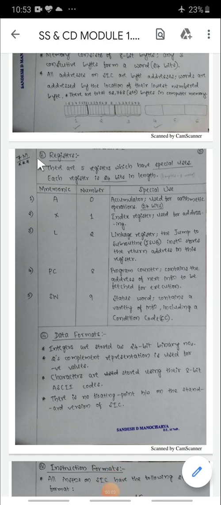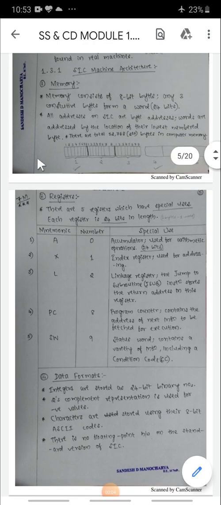Hello friends, in today's class let us study the machine architecture of SIC machine, that is simplified instructional computer. After this topic we will study the architecture of SIC XE machine also. In both of these machines we have to discuss six or seven concepts.